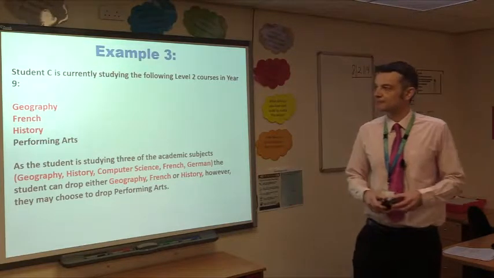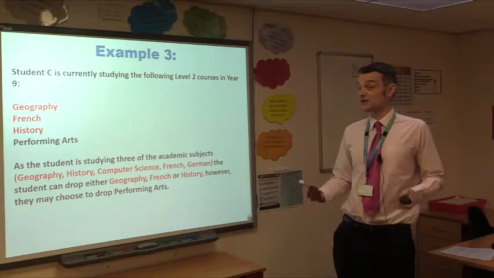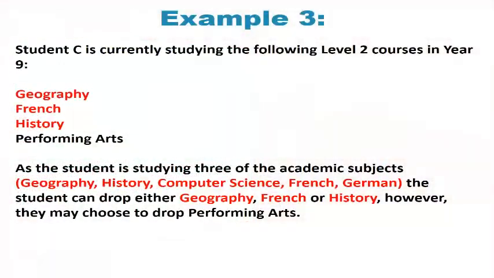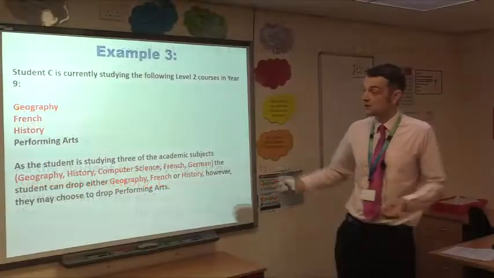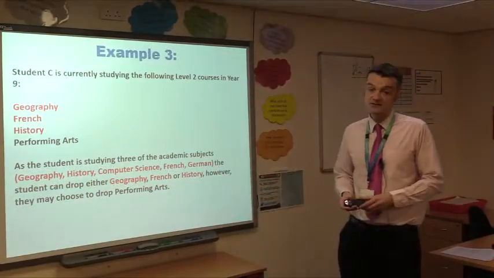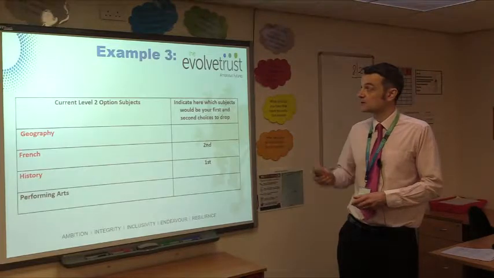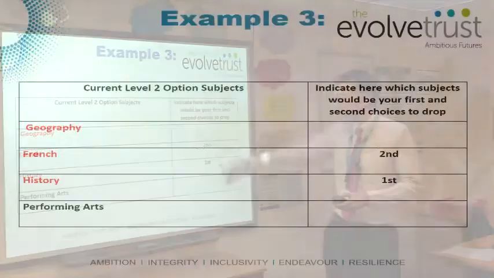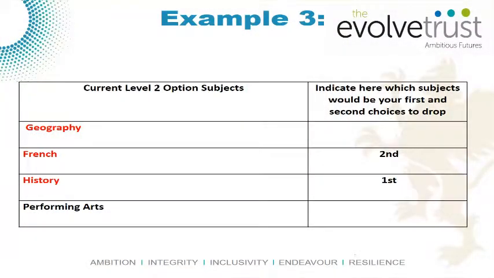And we've got a third example. This is where a student is studying 3 of these academic subjects as well as performing arts. Again, that student has quite a lot of flexibility to drop one of those academic subjects, or they may wish to keep them and drop performing arts. So their options form might look a little bit like this. They've got the first preference and then the second preference.